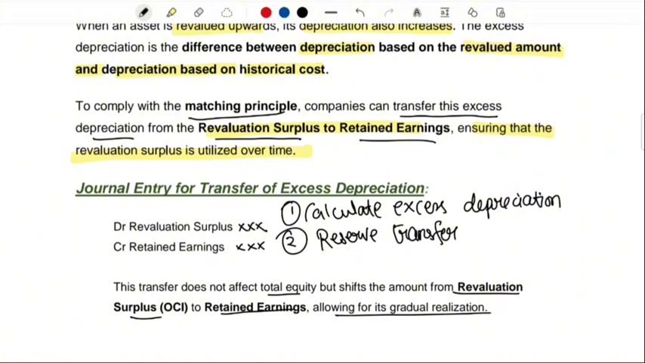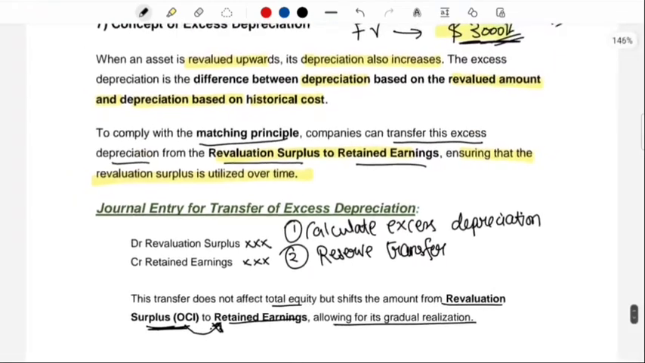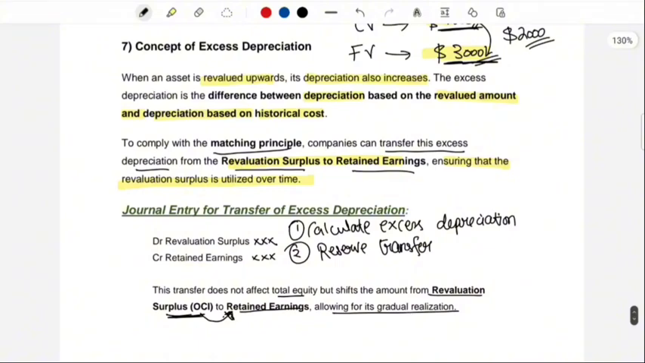So you're basically realizing that gain, because that gain is sitting in OCI, right? As the asset is utilized at that high revalued amount, at the end of the reporting period you will make the transfer from revaluation surplus to retained earnings to reflect the utilization of the asset. Once we do the question, we will also revise it. But I hope this session was clear to you. This is all that you should be knowing about the revaluation model and the cost model.